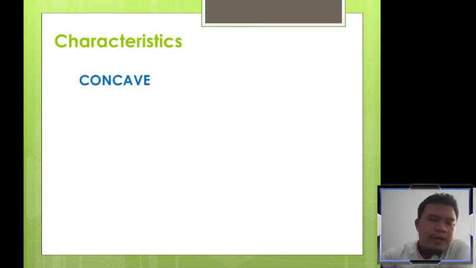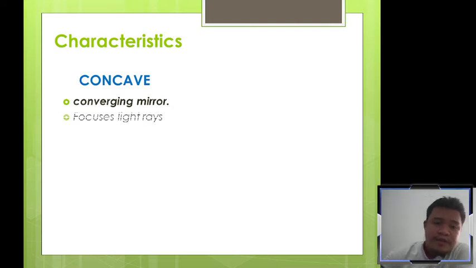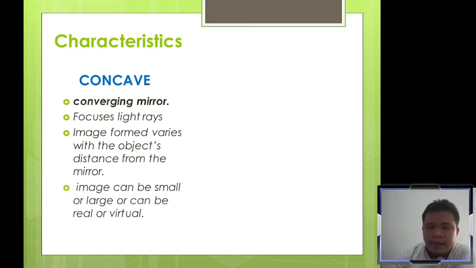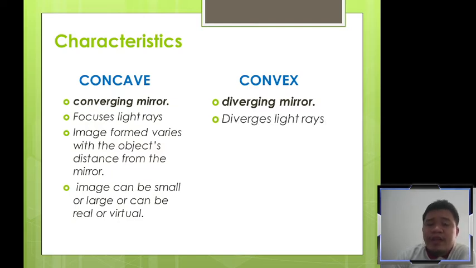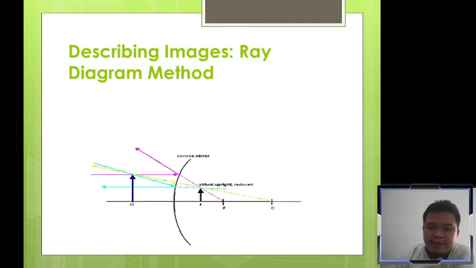So what are the main characteristics? Concave mirrors are called converging mirrors because they focus light rays, and the image formed varies with the object's distance from the mirror. The image can be small or large, and it could be real or virtual. Convex mirrors are called diverging mirrors because they diverge light rays, and the image formed is always smaller compared to the object.